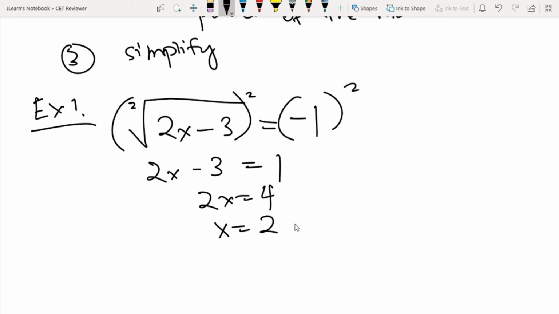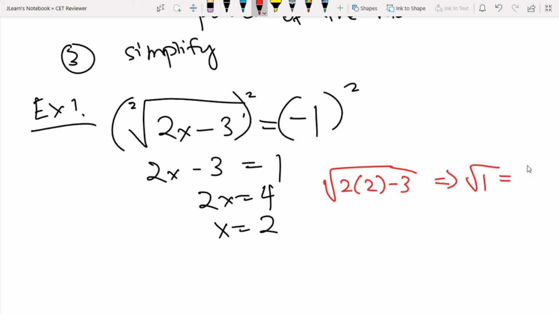So, siguro may iba sa inyo na nagtataka. Paano pwedeng maging negative ang nasa loob ng isang radical? Okay? So, kapag naisip nyo yun, congrats, may natutunan kayo in this lecture. Kasi, kung x is equal to 2, kung mapapansin nyo, pag plinug in natin sa original expression, so square root of 2 times 2 minus 3, tama? Ito ay equal sa square root of 1, which is equal to 1.